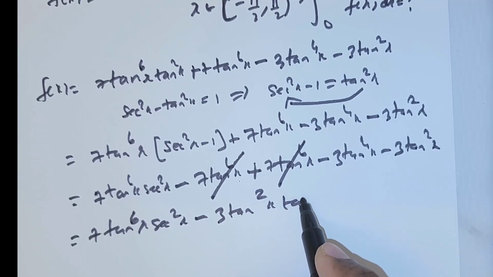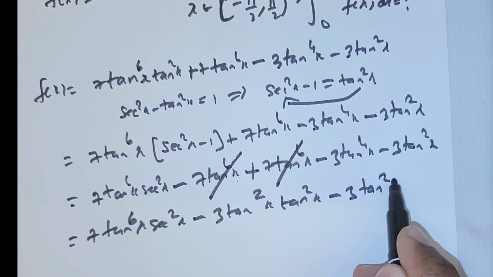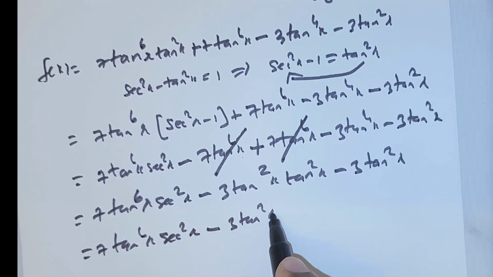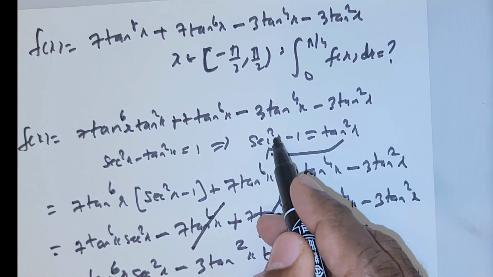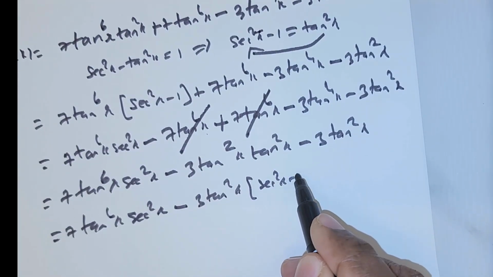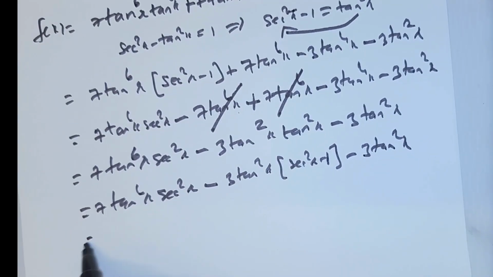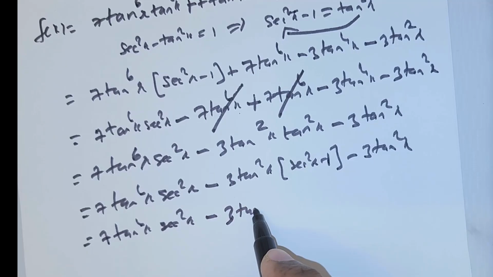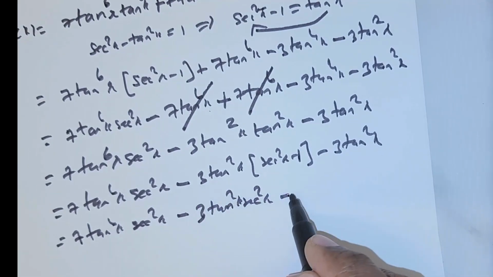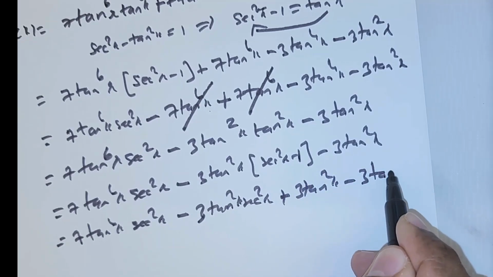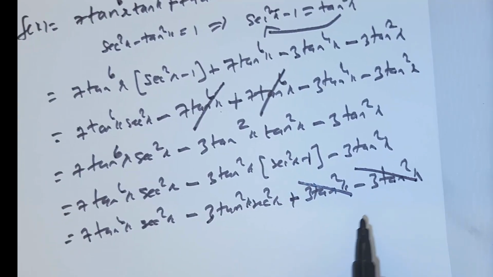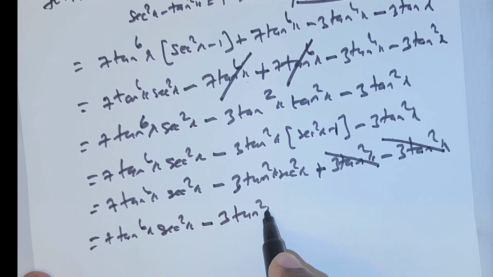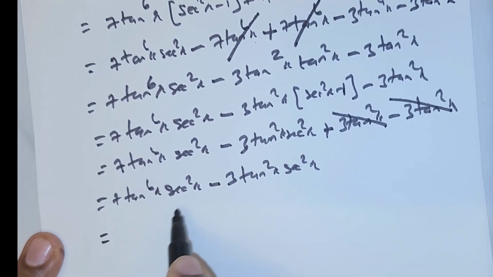I wish to write it as tan to the power of 2x times tan to the power of 2x, followed by minus 3 times tan to the power of 2x. This is equal to 7 times tan to the power of 6x times secant squared x, minus 3 times tan squared x times (tan squared x plus 1). I will be employing the same representation for tan squared x, which is secant squared x minus 1. So this is going to be (secant squared x minus 1) minus 3 times tan to the power of 2x. You distribute tan squared x, and you are going to get 3 times tan squared x times secant squared x, negative negative positive, that's going to be 3 times tan squared x, followed by minus 3 times tan squared x. Minus 3 times tan squared x and plus 3 times tan squared x cancel, giving me 7 times tan to the power of 6x times secant squared x, minus 3 times tan to the power of 2x times secant squared x.